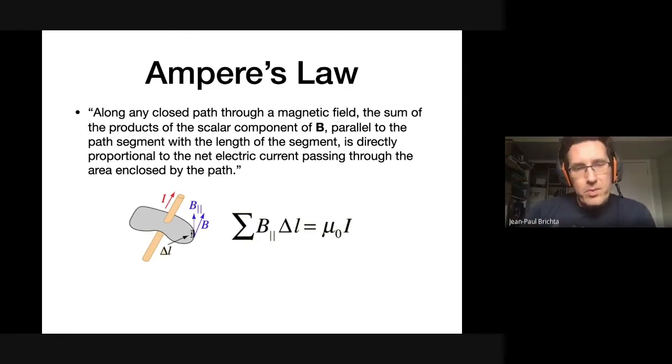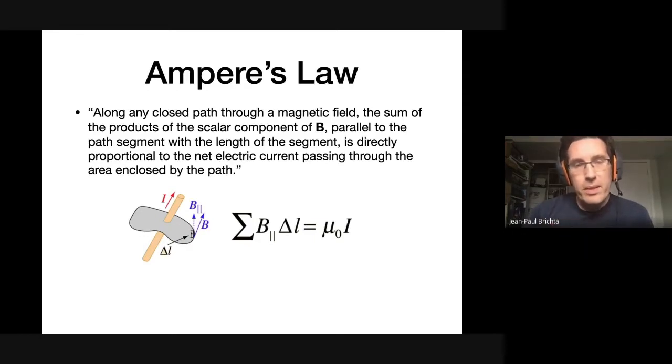And then as you drive along that path, that's the delta L, where you have some small length of the path. You're then going to do a calculation of the magnetic field which is parallel to the path segment. So in the diagram, you can see that I have the magnetic field B, but in this case, what's showing there is that we're only looking at the parallel component of the magnetic field, right? Parallel with the path at that point.